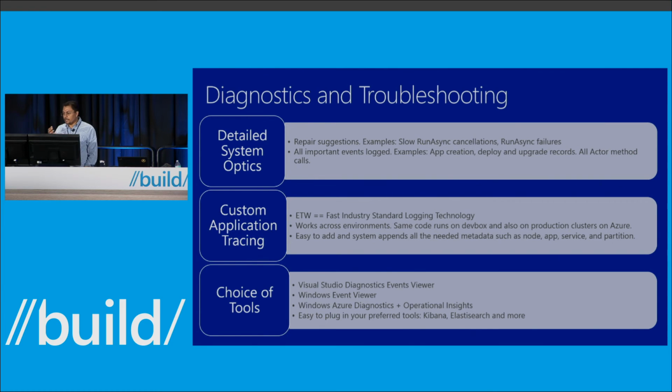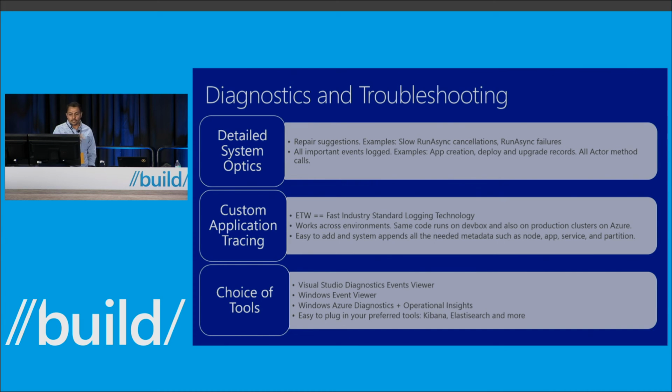The second bucket which I have is the custom application tracing. This is the only way for you to make sure that you can extend the functionality which Service Fabric provides you out of the box. So you can combine your own application traces with the system traces to get a holistic understanding to troubleshoot a problem. And we use ETW. So the custom tracing code you added on your local one box actually works exactly the same way when you deploy into the cloud. So you don't have to rewrite it.